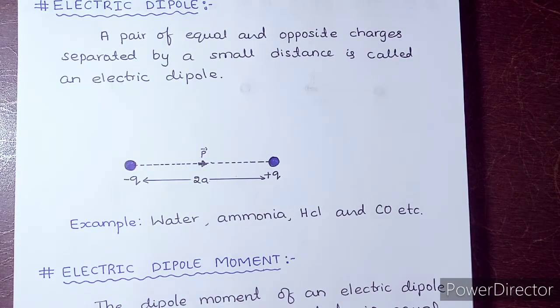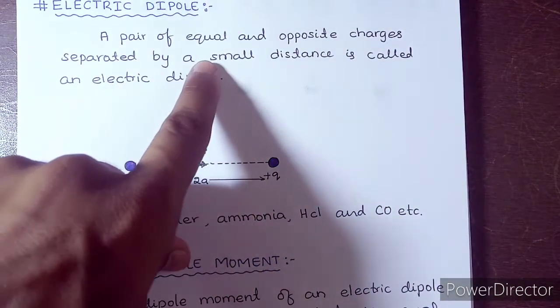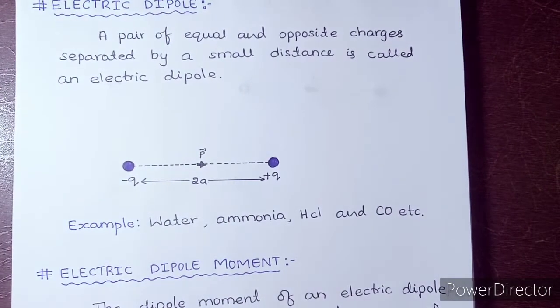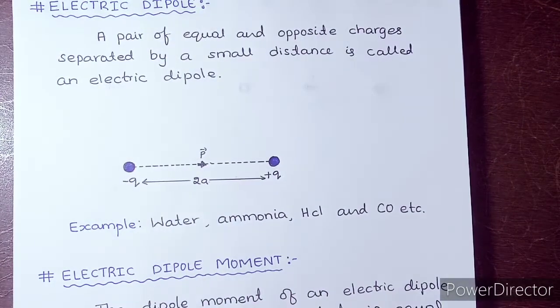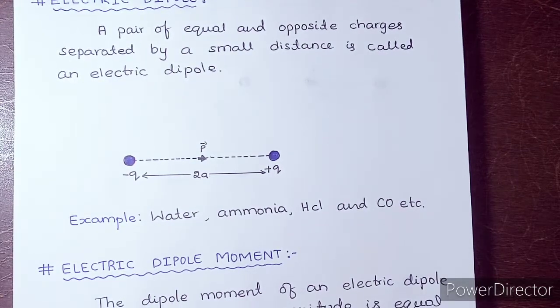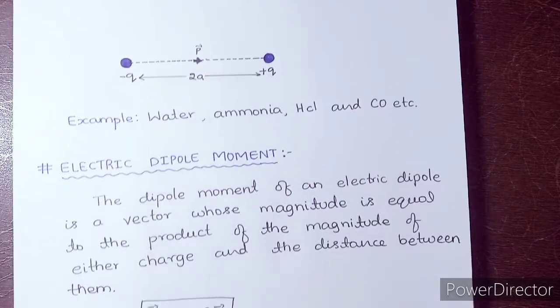And its definition is like this: a pair of equal and opposite charges separated by a small distance is called electric dipole. And the examples are water, ammonia, HCl, and carbon monoxide, etc. Okay, so then we have electric dipole moment.